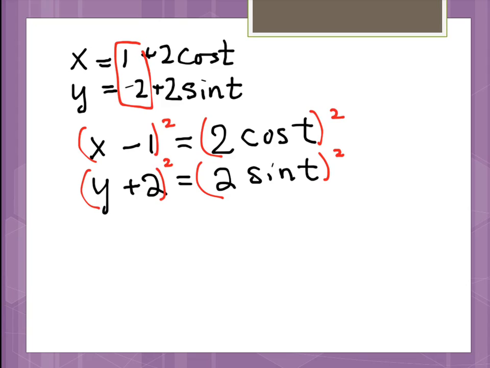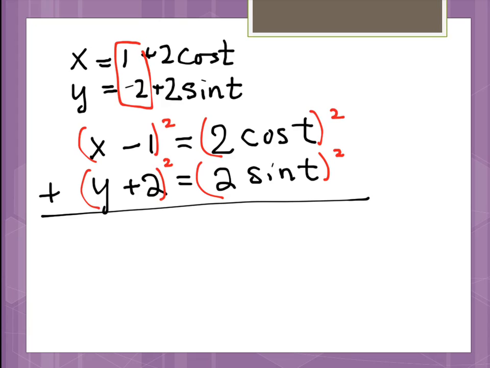So if I'm wanting the sine squared and the cosine squared to go away, they're going to have to be inside of the same equation. And right now they're two separate equations, right? So how could we get them so that they're inside of the same equation? And that's exactly what we're going to do. We're going to add the equations together.